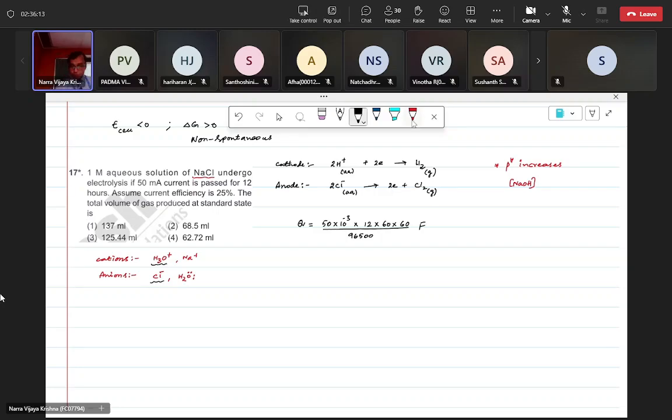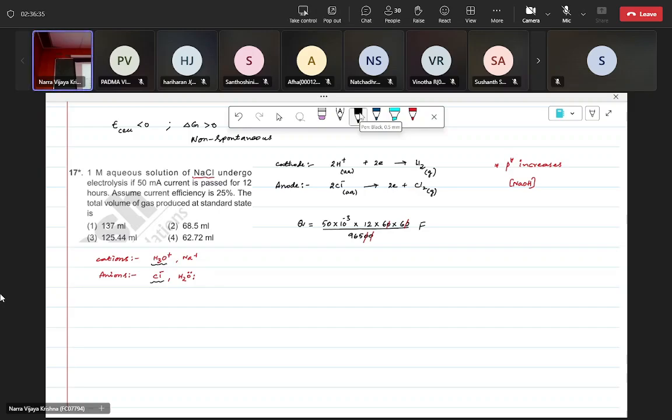So what is this value? Two zeros are gone. What is the value? 50 into 12 into 6 into 12. 12 sixes are 72. Oh, so that is 36.